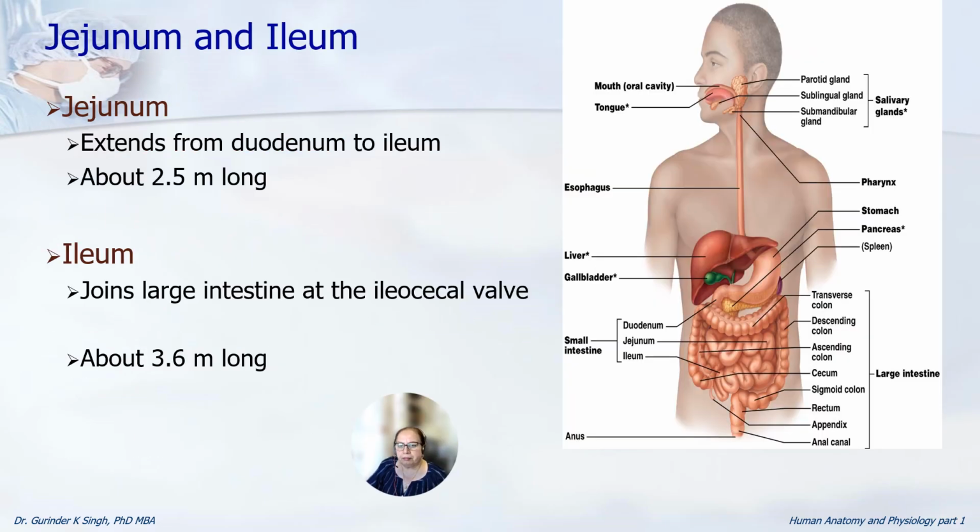Jejunum and ileum. The jejunum extends from the duodenum to the ileum, and it is approximately 2.5 meters long. The ileum is the last portion, which joins the large intestine at the ileocecal valve, and it can be approximately 3.6 meters long.